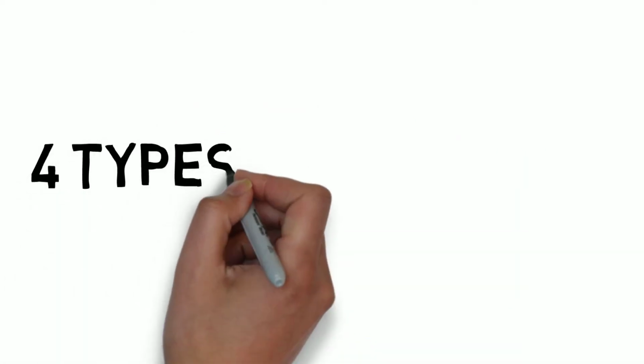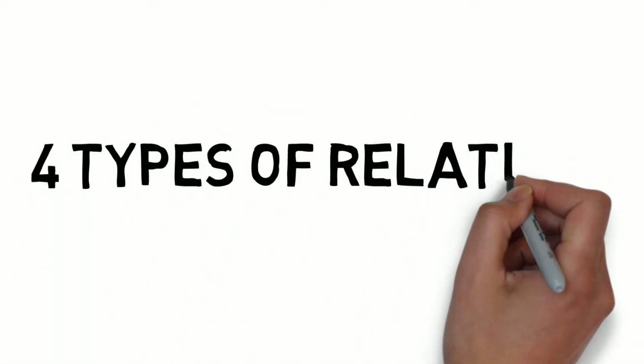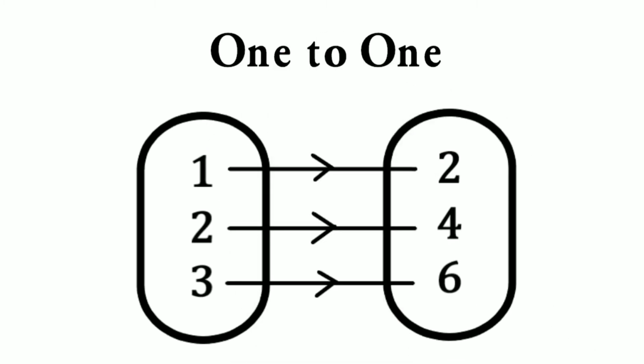In math, there are four types of relations. The first is called one-to-one relation. For one-to-one relation, each object has only one image and vice versa.